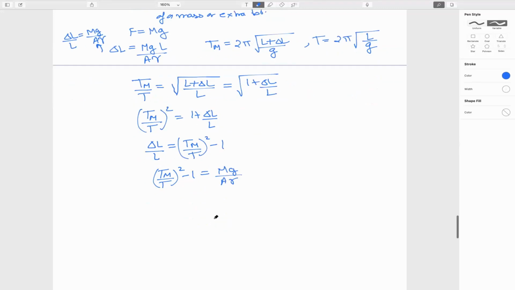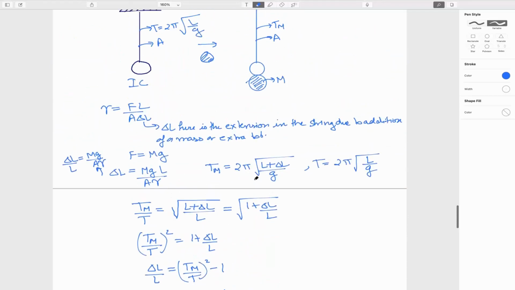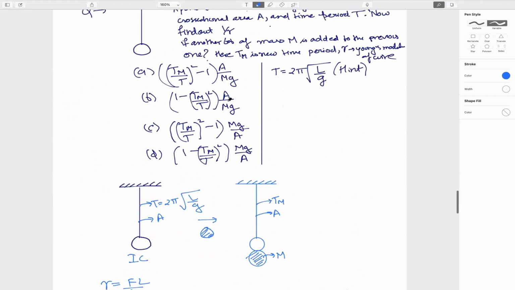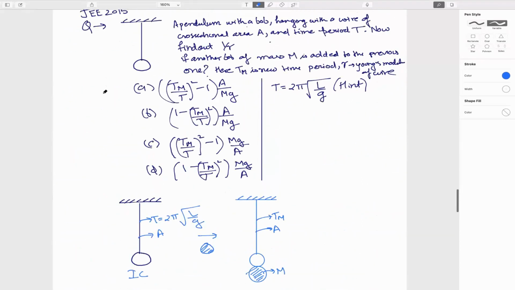We need to find 1 by gamma. So 1 by gamma is A by mg into Tm by T square minus 1. So the correct option is A by mg and Tm by T square minus 1. That is the correct option.